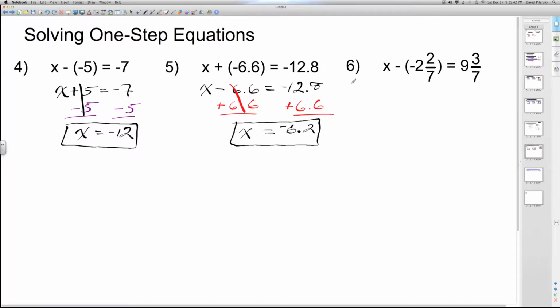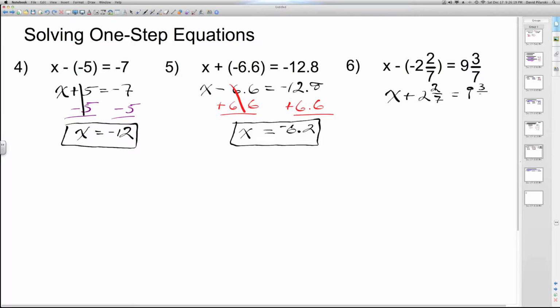Our last example involves some mixed numbers and a double sign problem. In this double sign problem, we have x minus a negative 2 and 2/7 equal to 9 and 3/7. As we saw in problem number 4, we have a double negative here. So to correct that double negative or make it easier to understand, we can write it as a positive number, or as x plus a positive 2 and 2/7 equal to 9 and 3/7.